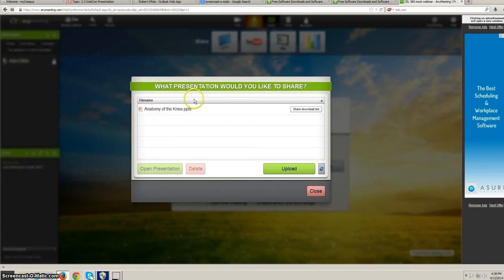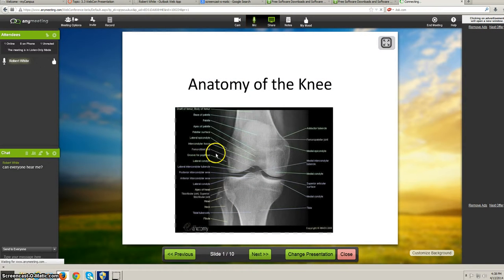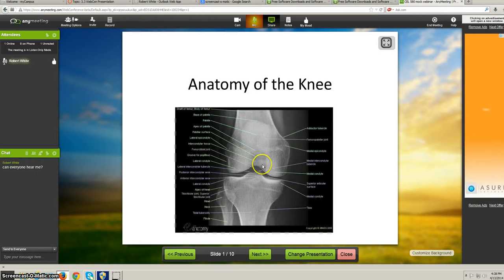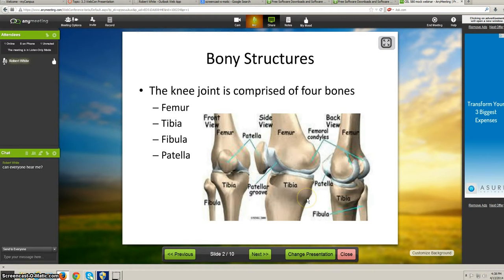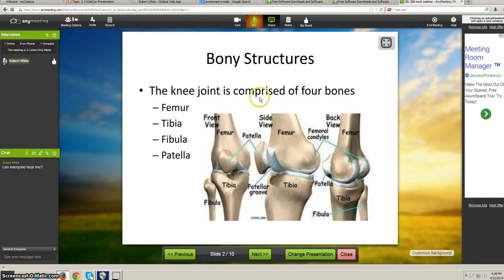And I would like to share, start off with my PowerPoint presentation about the knee. And this is just an X-ray version of a knee. And then anytime I talk about any anatomy of the body, I like to start off with the bony anatomy first. So here we are. There's our four major bones that comprise the knee joint. The femur here, tibia, the fibula, and the patella.